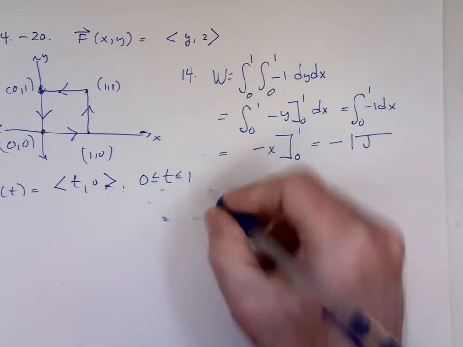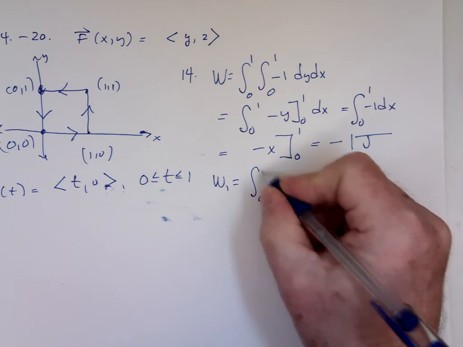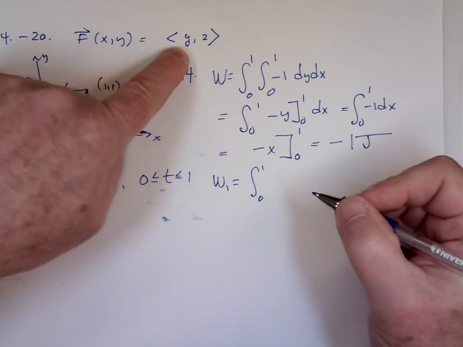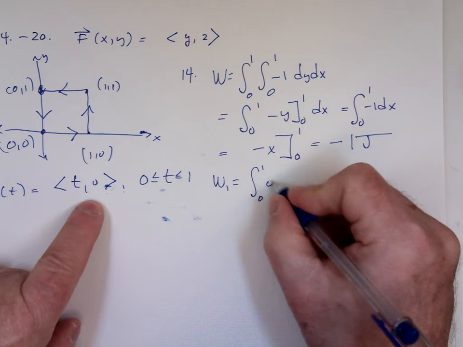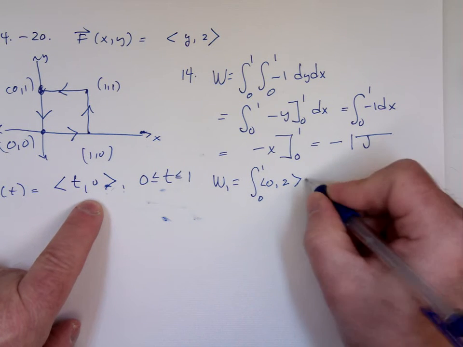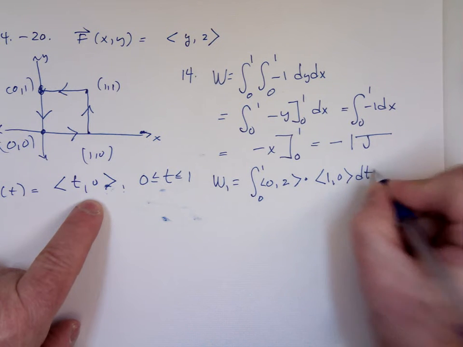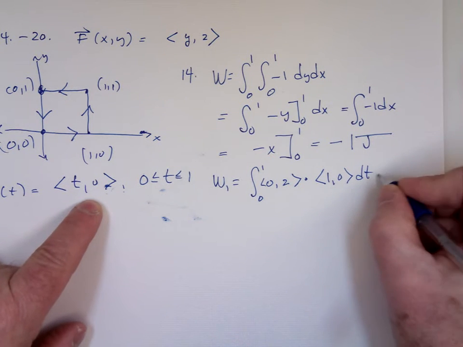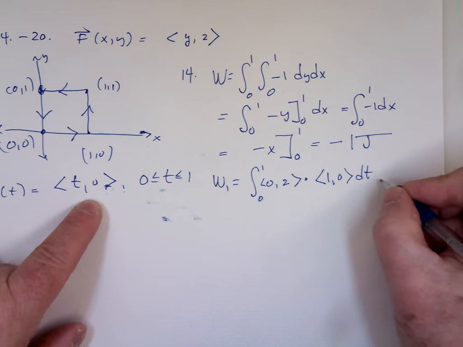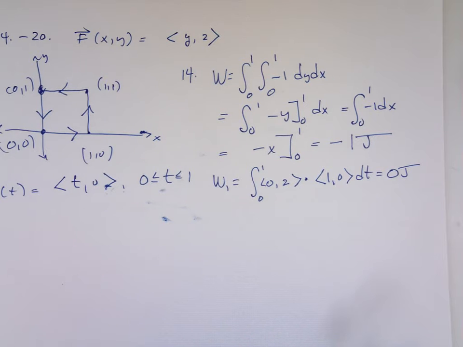First piece of work is the integral from 0 to 1 of y2, dot r prime, 1, 0. You guys all right out there? We do no work going on along the x-axis, okay? We have no work to be done here.